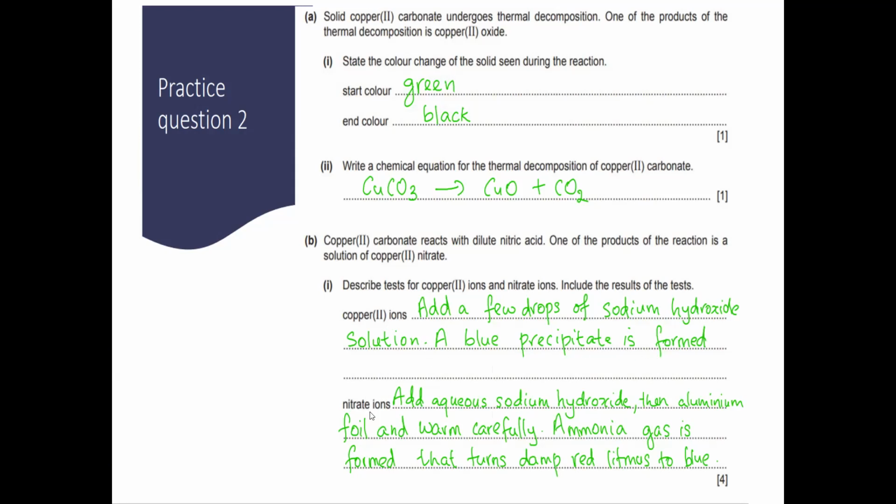Nitrate ions. The test is add aqueous sodium hydroxide, then aluminum foil, and warm carefully. Ammonia gas is formed. And the result is ammonia gas turns damp red litmus paper to blue. Questions based on the testing of ions is commonly asked. Students are advised to learn the testing of positive ions and negative ions.